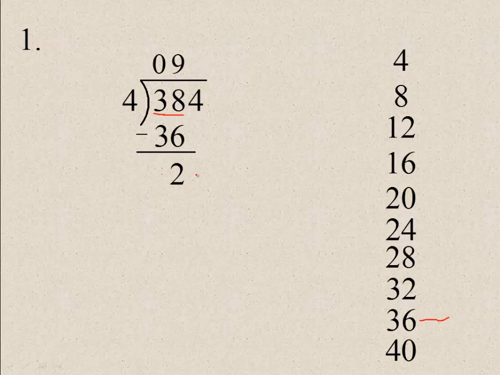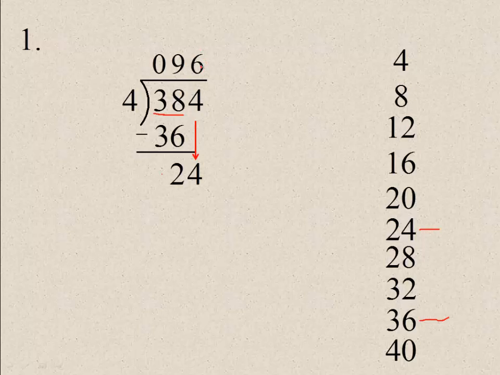Once you finish subtracting, the next step is you bring down the next digit, and the next digit is the 4. Ask yourself the same question again. Can 4 go into 24? The answer would be yes, but how many times? Look for the number 24, or the closest number to 24. In this case, I see there is a 24. 4 can go into 24 how many times? 1, 2, 3, 4, 5, 6. So 4 can go into 24 6 times.